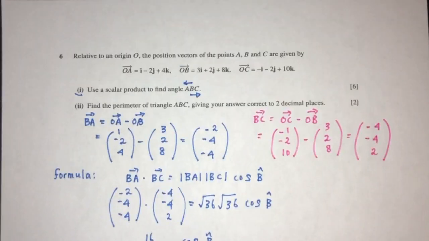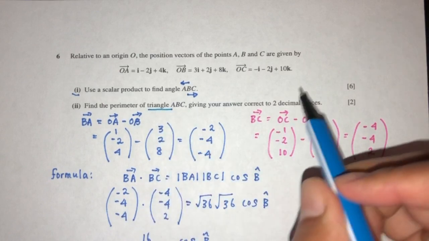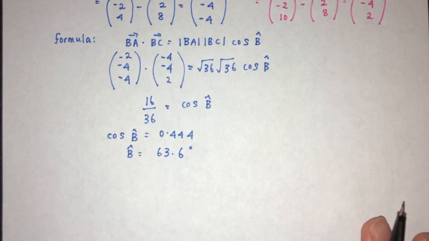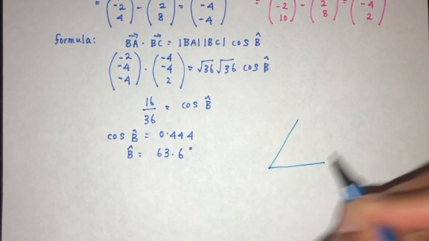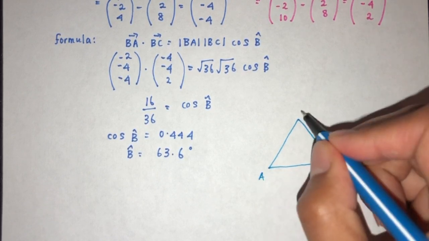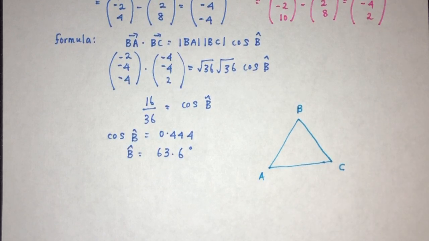Now for part 2, we have to find the perimeter of the triangle ABC, giving your answer to 2 decimal places. So pretty easy, we just have to think in terms of a triangle, right? So first we have A, B, and C. For example, let's say this is A, B, and C. This is the shape of a triangle. So to find the perimeter, we have to find the length of all 3 sides.